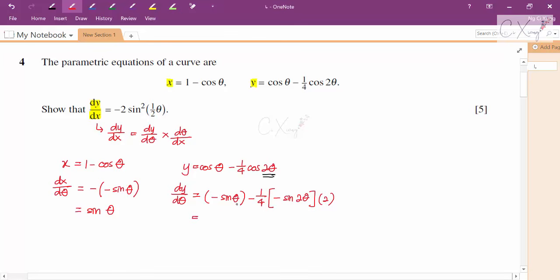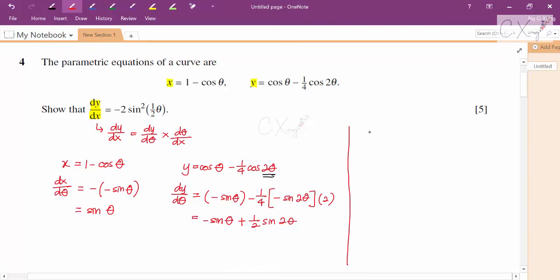Okay, and now I'm trying to simplify this expression. So I'm having negative sine theta, and then negative multiplied with negative becomes positive, so I'm having 1 over 2 sine 2 theta. So this is what I have for dx d theta and also dy d theta. Now I want to combine these two answers together to get the dy dx. So let us start now.